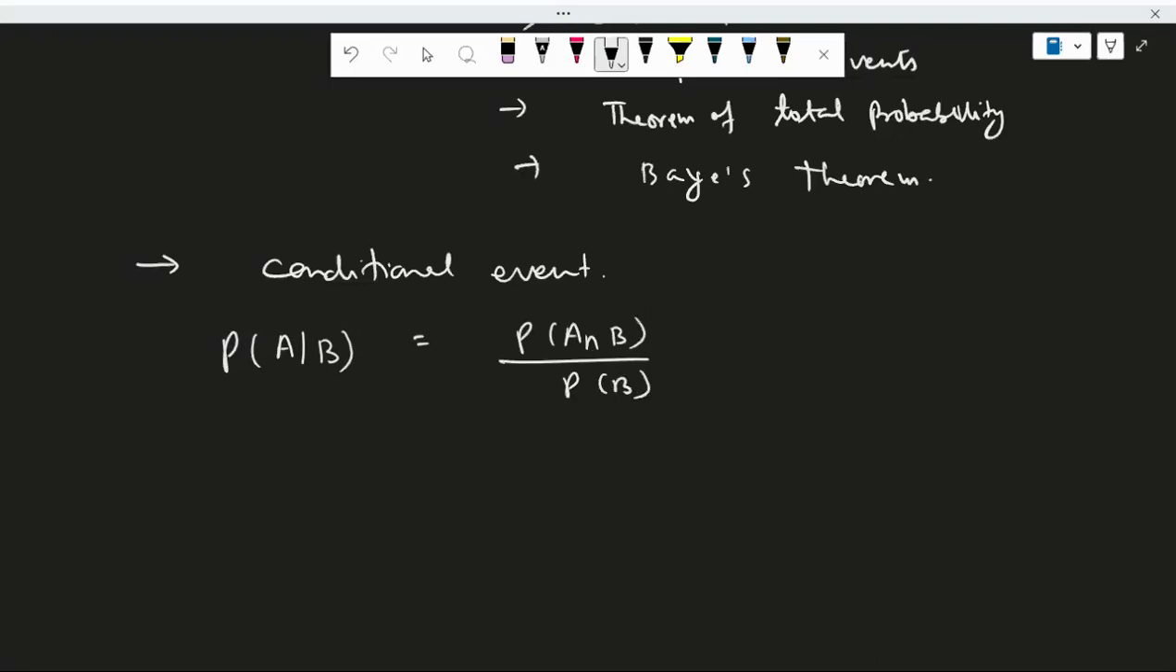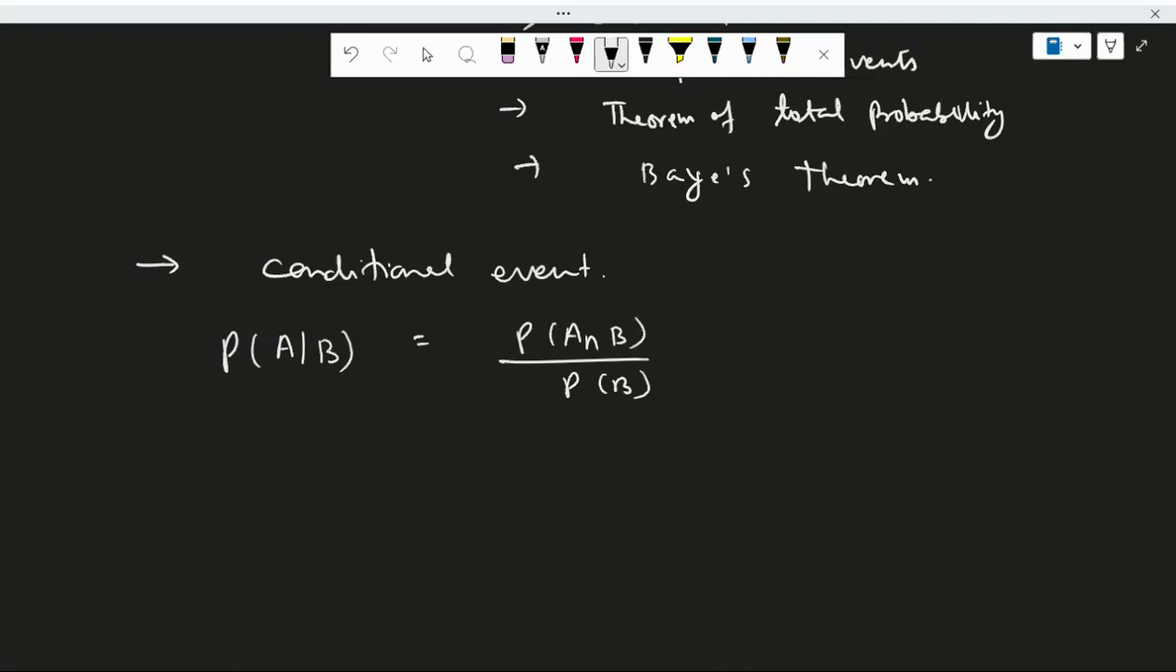What is intersection? Do you know that? Parts of A that coincide with B, we take the common things between A and B. So P(A intersection B) over P(B). This is the formula for P(A by B).